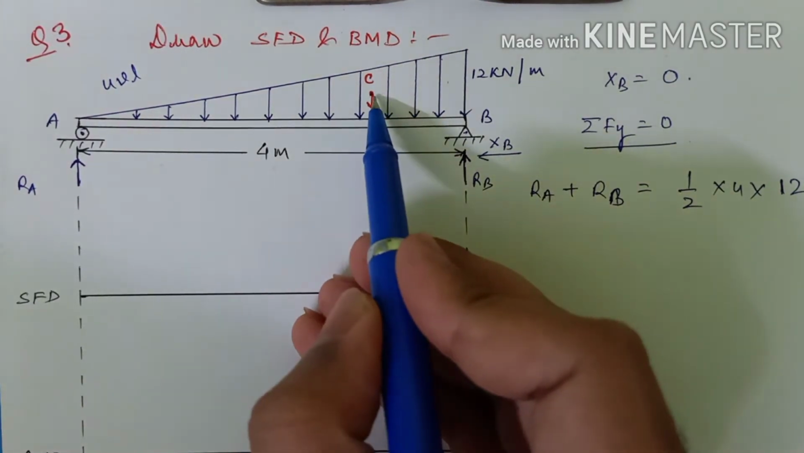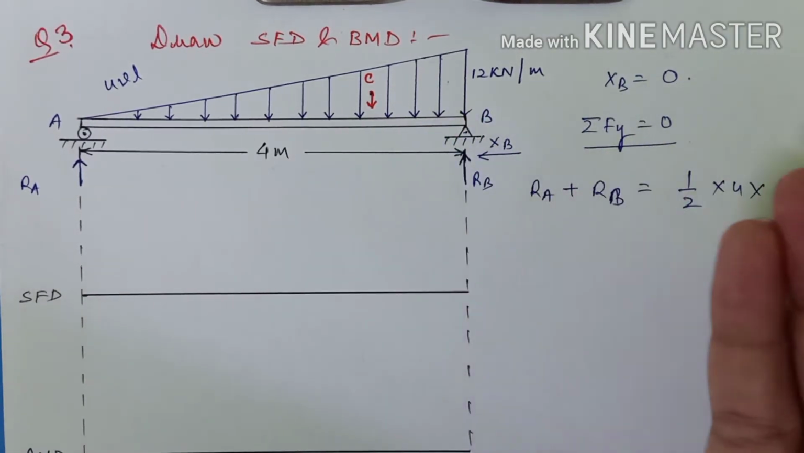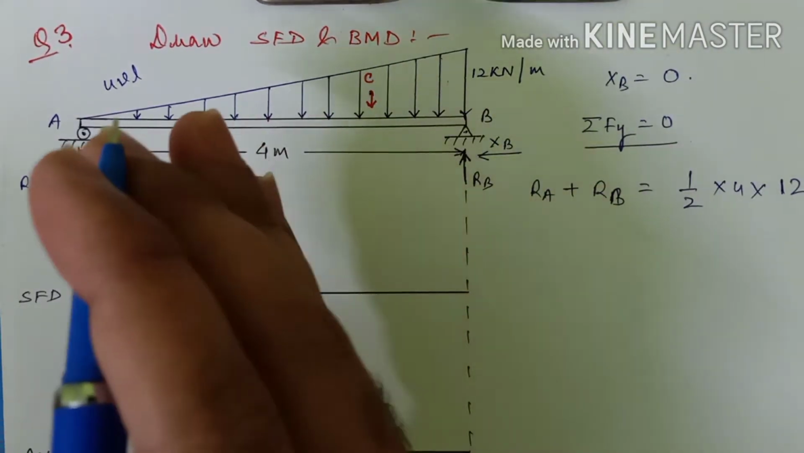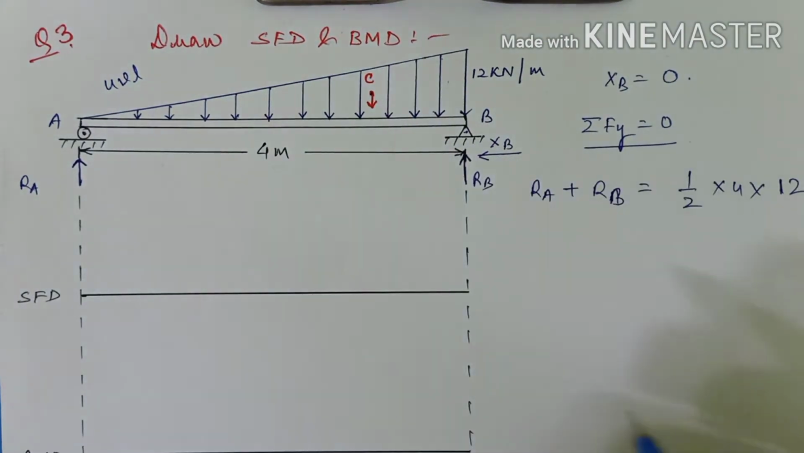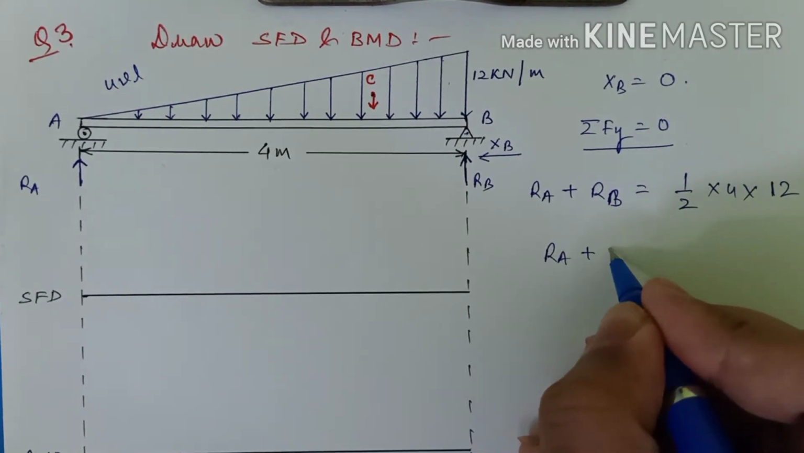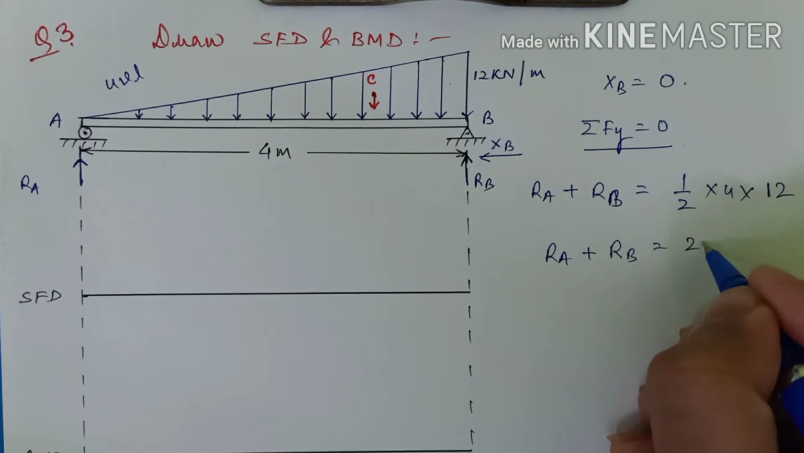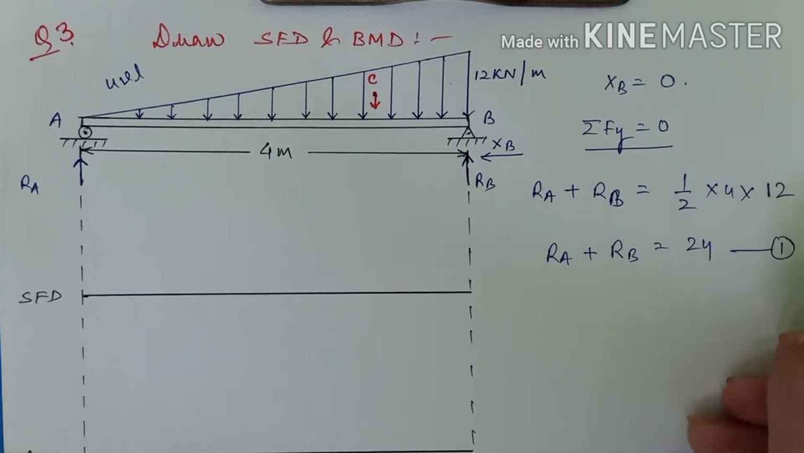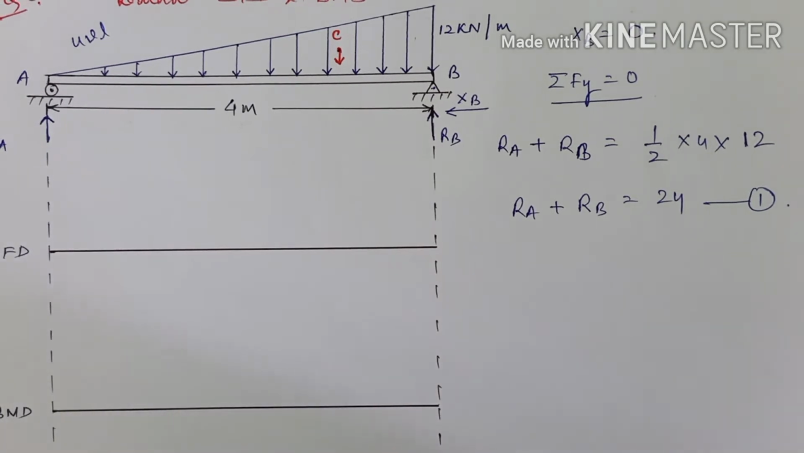And what is the location of centroid in case of a triangle? It is one third from the base, right? So it will be here. Okay, so let us just simplify it a bit. So it will be RA plus RB equals to 24. Let it be my equation number 1. So here we have two unknowns. Now we have to find the values of RA and RB individually.